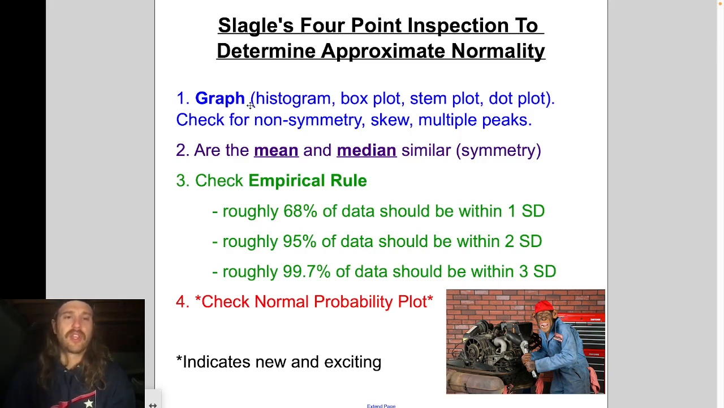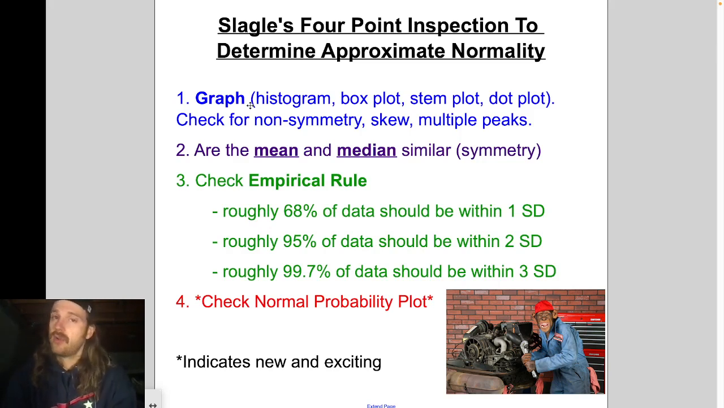Another really quick check for whether or not something is normal is to look and see how close the mean and median are. If they're pretty close, if they're similar, then there might be some symmetry present. So that's just a quick check. It's not a very in-depth one.